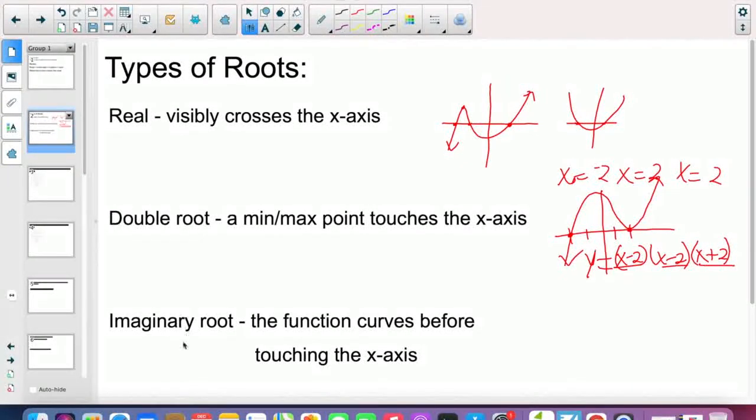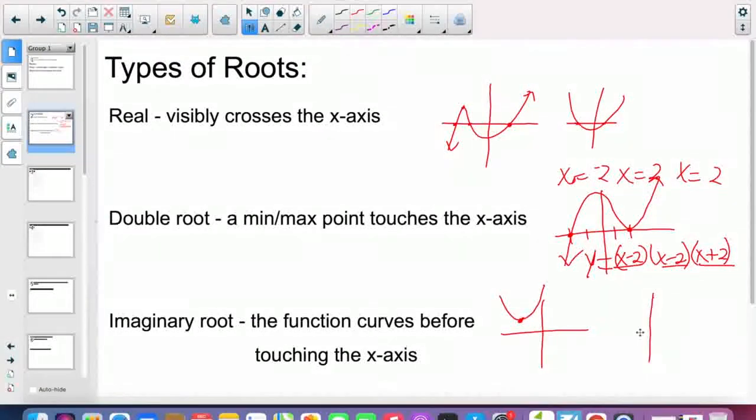For the third one, an imaginary root, that's when you have your maximum or minimum point somewhere and it doesn't cross the x-axis. For example, we might have something like this. If that happens, this minimum point never allows the function to cross the x-axis. So this would have two roots, because this would be a polynomial equation with 2 degrees, and it has two roots that are imaginary because this thing never crosses or never touches the x-axis.